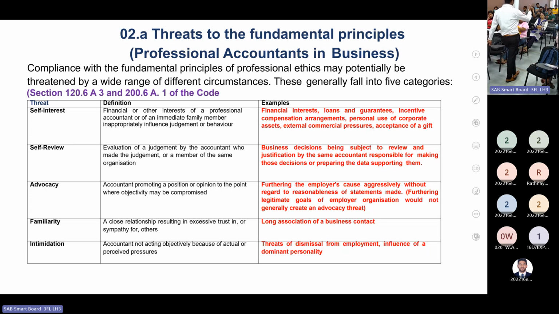So that is the material level. If something affects your decision criteria, then we say it is material.